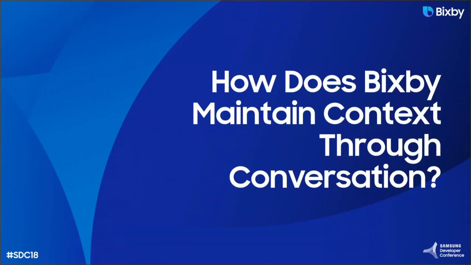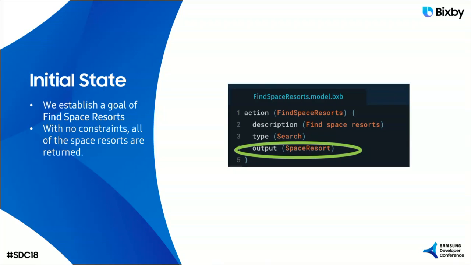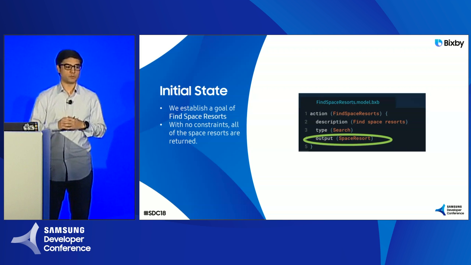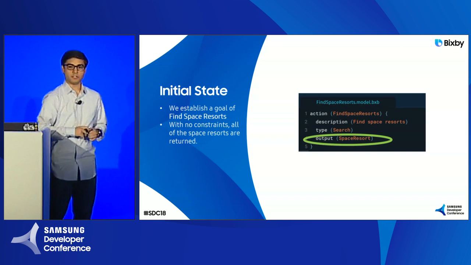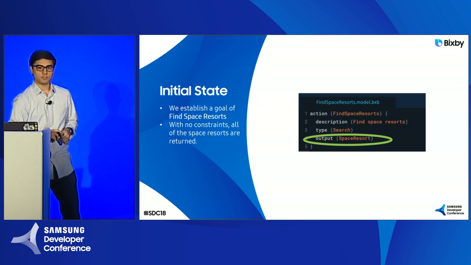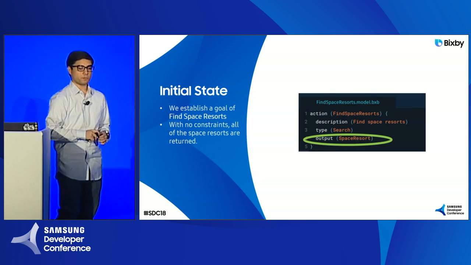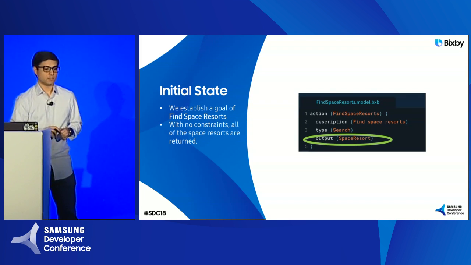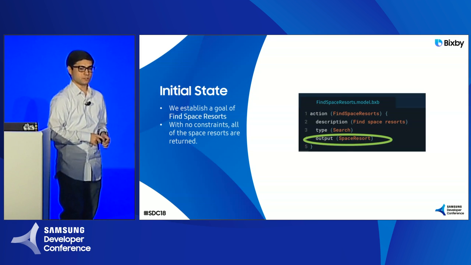Now let's walk through a little bit and see how Bixby maintains this context throughout our whole conversation. So remember, we started with an initial state. We said find space resorts. And with no input constraints at all, the space resorts were returned. So let's model this. In our action, find space resorts, let's just declare the output of type space resort. It can return one or many space resorts.